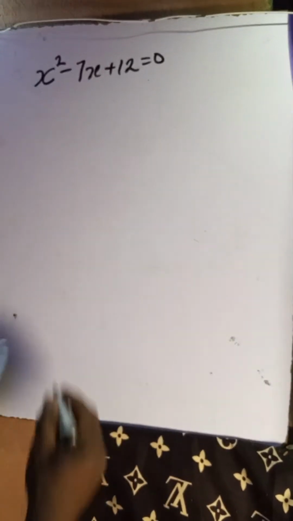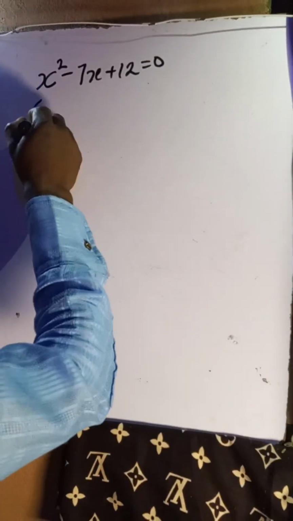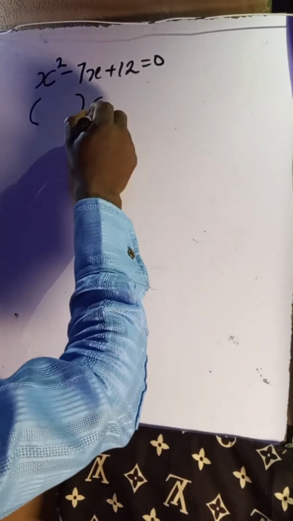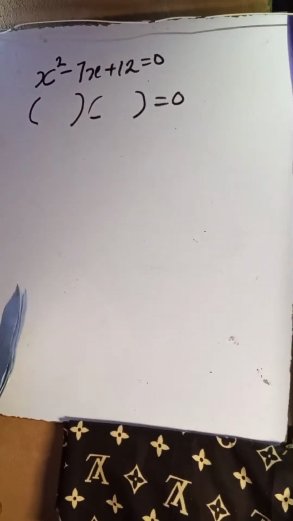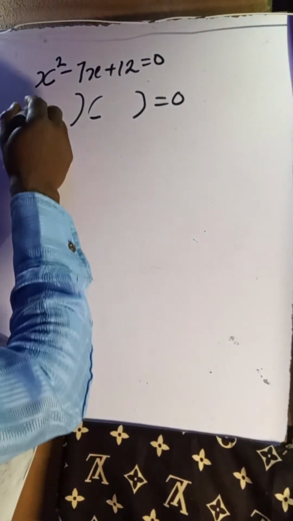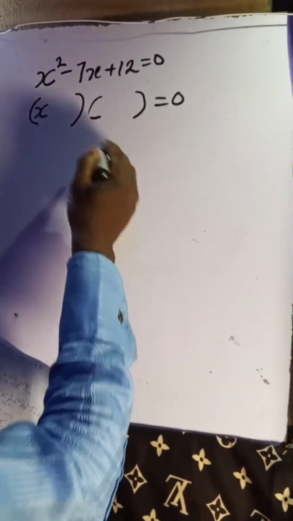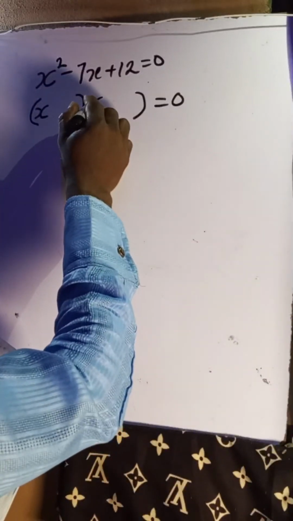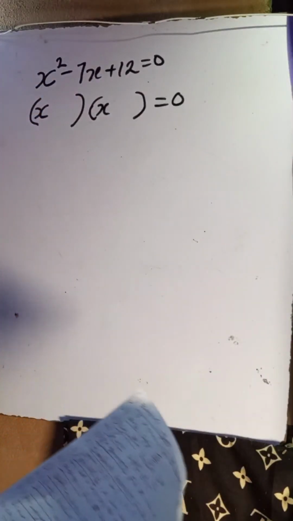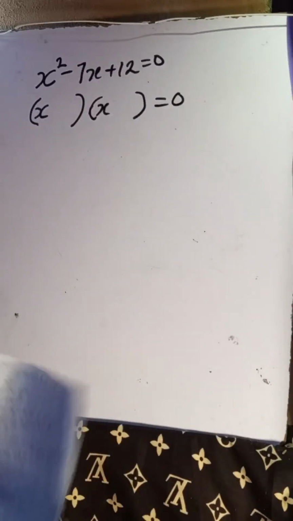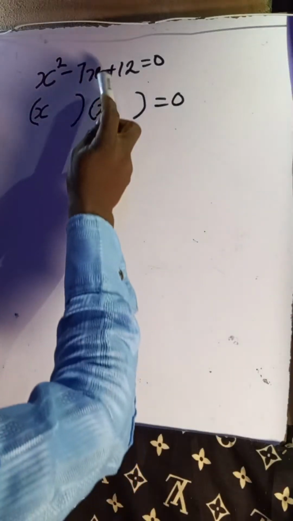So the two numbers are going to be placed inside the brackets, but before then, we are going to bring in the two brackets. Then in one of the brackets, we bring in x, and in the other bracket, we bring in x as well. Now from here, as a smart student that you are, this is what we are going to do.